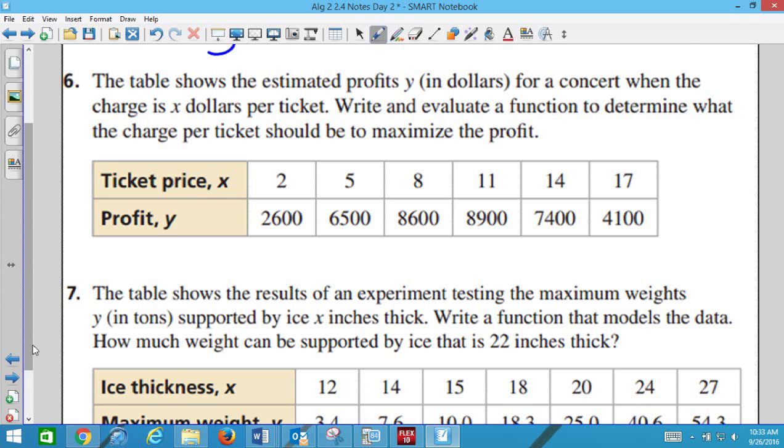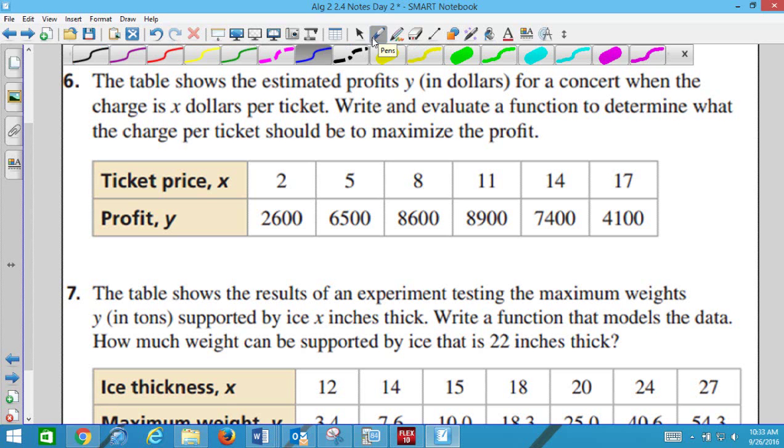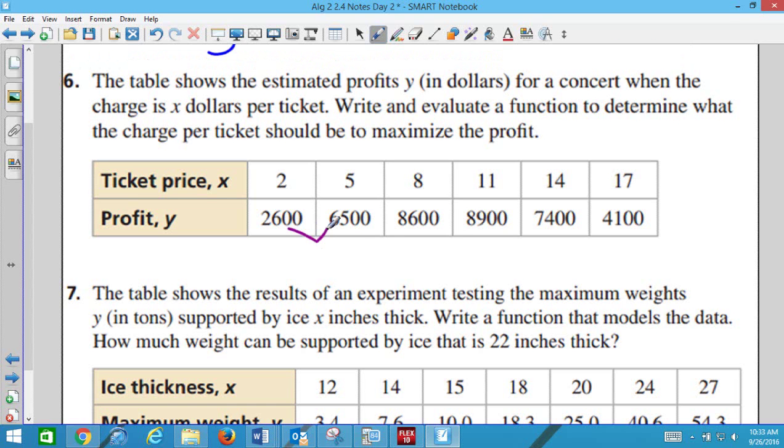the most profit. Before we do any of the calculator stuff, just to review, how do I know if I'm using linear or quadratic regression? What are we going to do? The second one minus the first one. So we got 6,500 minus 2,600. $8,600 minus 6,500. 8,900 minus 8,600.